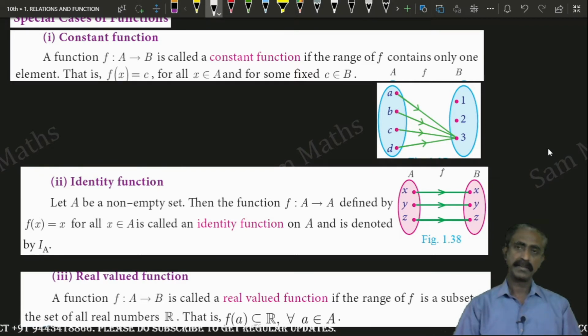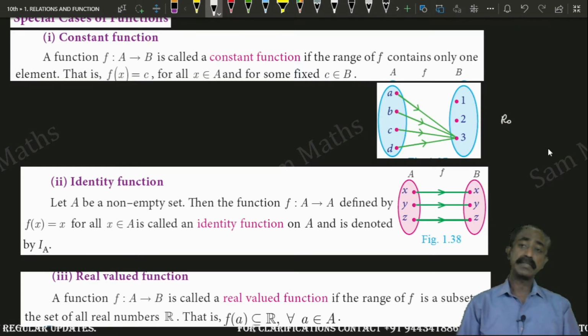Clear, students? Always in a constant function, the range will be a singleton set. What is a singleton set? Only one element. Here 3 is the only element. That is the range.